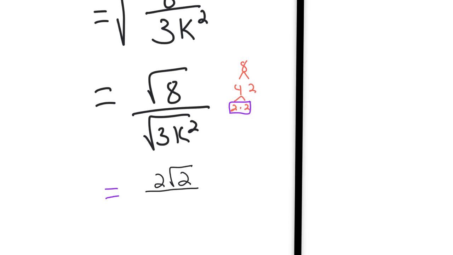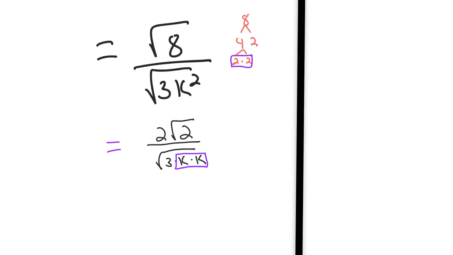On the bottom, well, let's see. 3 is a prime number. You cannot break down the 3. But the k, you have a squared, so you can expand. I have the square root of 3 times k times k. The 3 is going to stay inside of the radical because that's prime. But the k, you have a pair, so that's going to go outside of the radical. So I'm going to have 2 square root of 2 on the top, and on the bottom, I take out the k because we have a pair. The square root means 2, so you make pairs, groups of 2's. And inside, I have a 3.